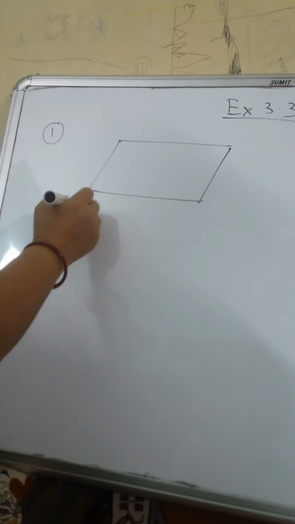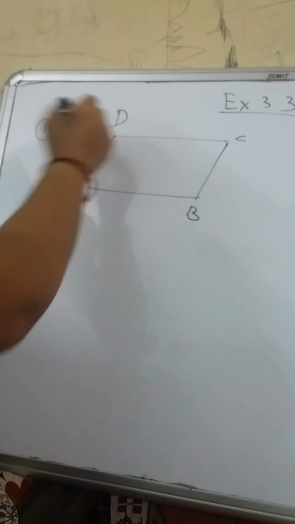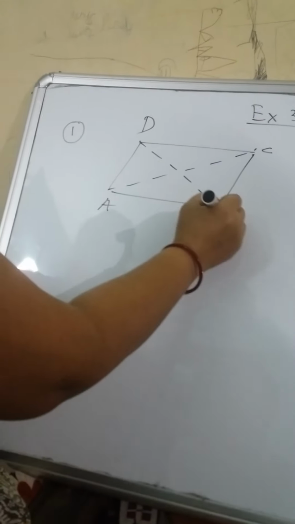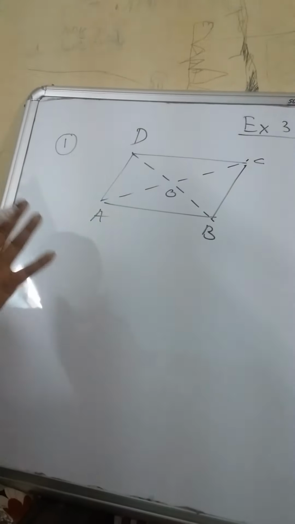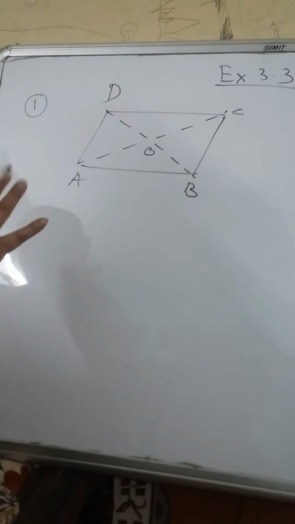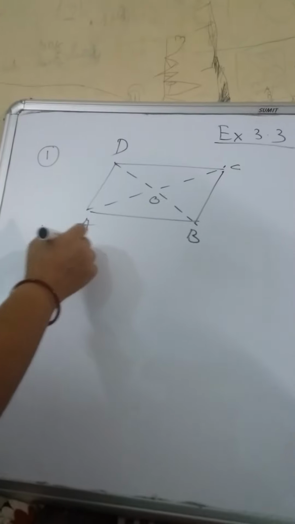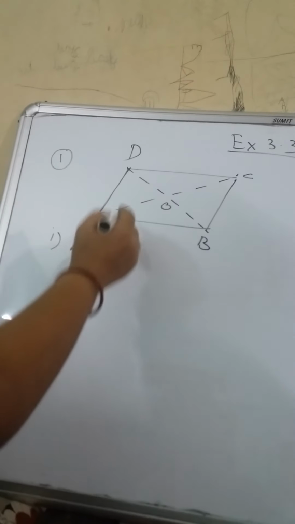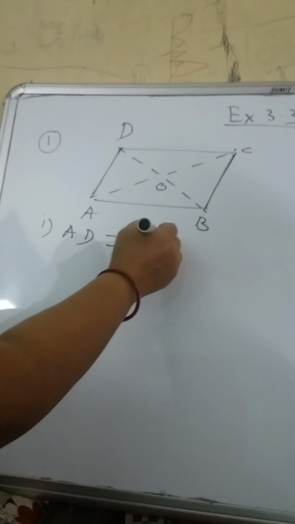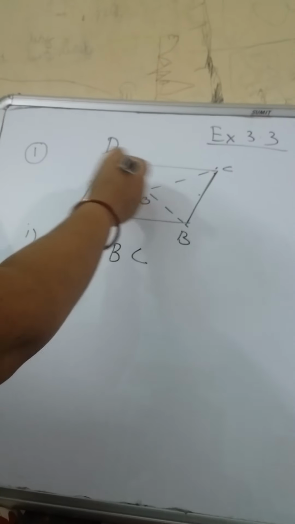is a parallelogram ABCD. Complete each statement along with the definition or property used. The diagram is given. You will draw this diagram with a pencil in your notebook, and you have to complete it. AD is what? AD is this side. So AD equals this, BC, because they are opposite sides, and opposite sides of a parallelogram are equal.